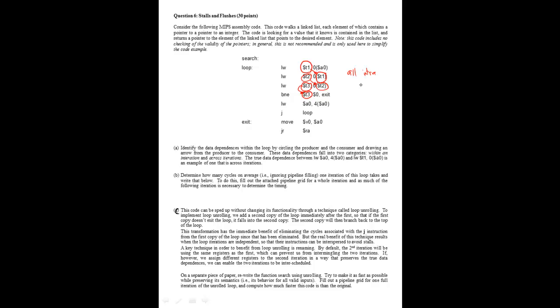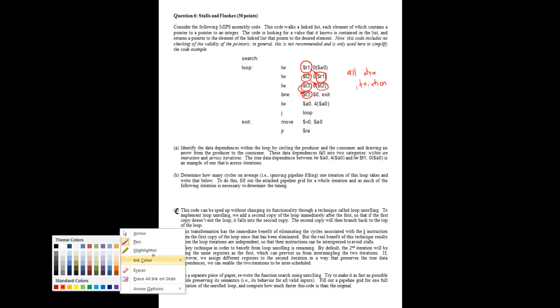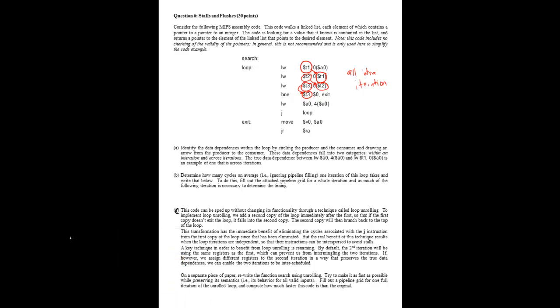So intra-iteration data dependencies. There's also data dependencies that span iterations. So for example, where's the value that's produced and written into A0 that gets read by this instruction? Well, after the first iteration, it's the result of this load. So there's a dependence between that load, this fifth instruction, and the first instruction.